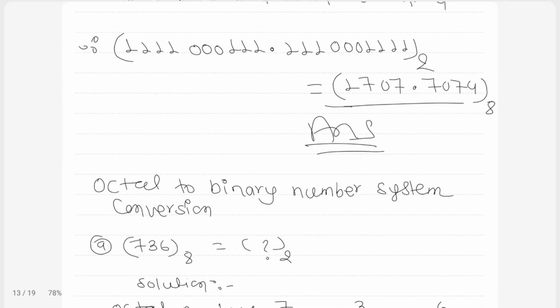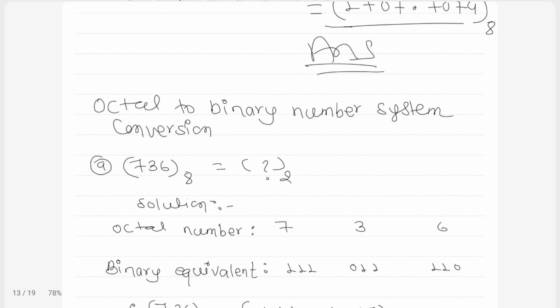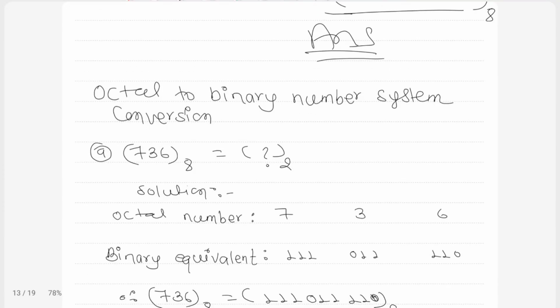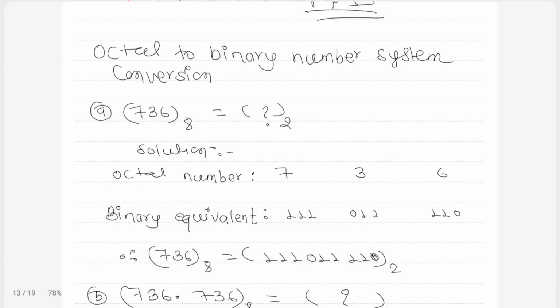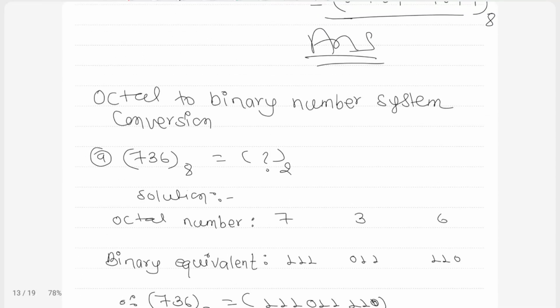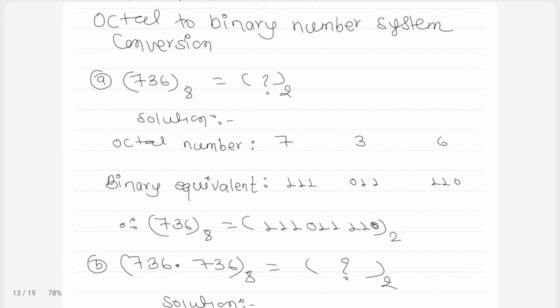Okay. After we convert octal to binary, number system conversion is our another conversion. How to convert octal to binary number system conversion? First of all, we take an example like this. We have 3 bits, 736, which has base 8, and we find base 2, means binary number system. So we write down for the solution the octal number and its equivalent. Okay, then like this it is easy to convert.